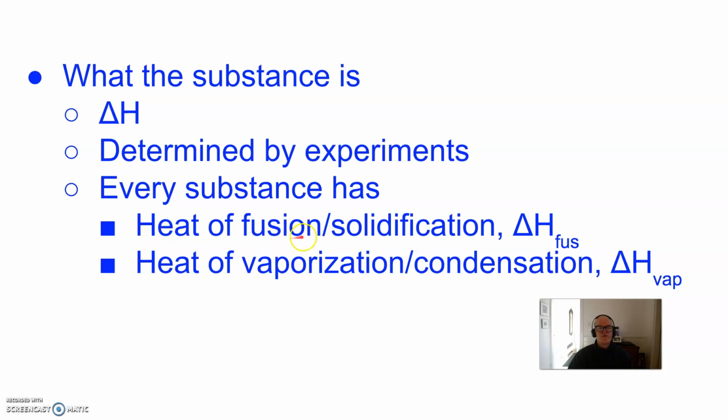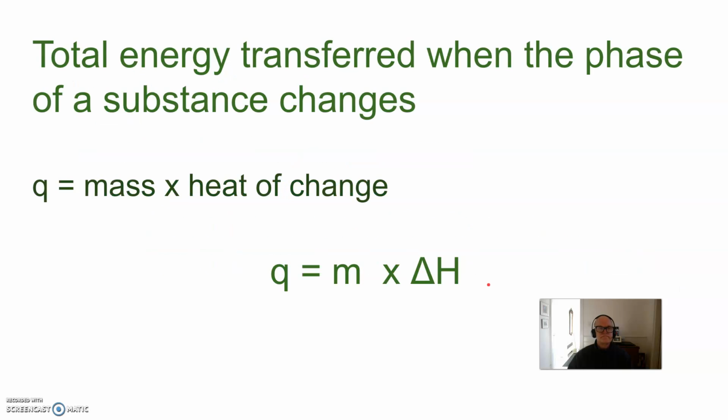So when something melts, we use the heat of fusion. When it freezes, we use the heat of solidification. These are the same number, but they have opposite signs. When something boils or evaporates, it changes from liquid to gas, and we use heat of vaporization. When it changes from gas to liquid, we use heat of condensation. These two have the same number, but opposite signs. Energy transferred during a phase change equals the mass of the substance times whatever the heat of the phase change is. Q, heat, or energy transferred, equals mass times delta H.